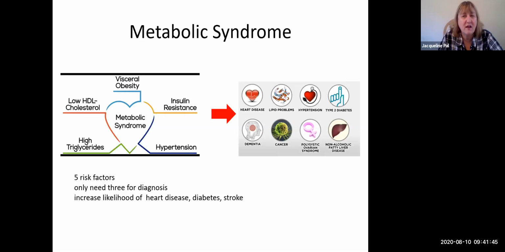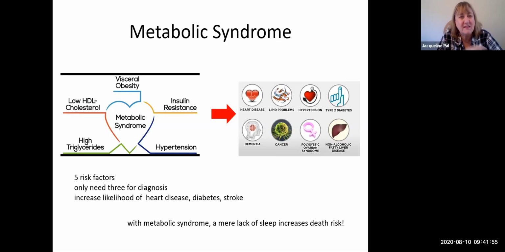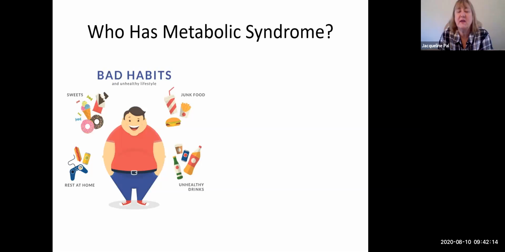And non-alcoholic fatty liver disease, which we now know over years can turn into cirrhosis. And what else is interesting, folks with metabolic syndrome, because they're at risk for all these bad diseases, a mere lack of sleep really upsets their physiology and increases the risk of sudden death. So, who has metabolic syndrome?